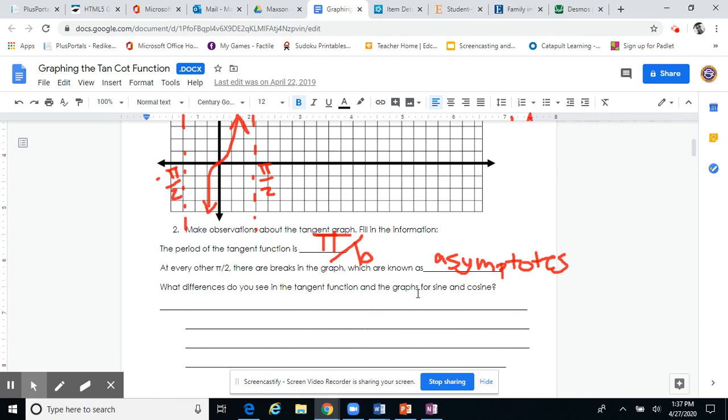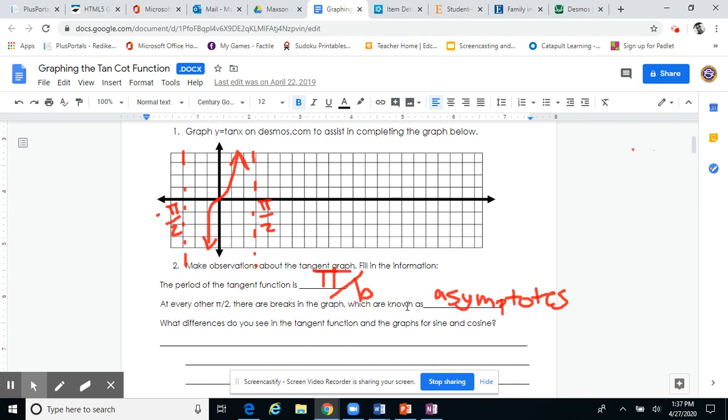And what differences do you see between the tangent and the graphs for sine and cosine? So you can write anything you want here. I mean, obviously the shape is very different. It is not continuous, whereas sine and cosine are. The shape is not a curve. It goes up on the right, down on the left. It includes asymptotes. So there's many, many things you could write down for that.